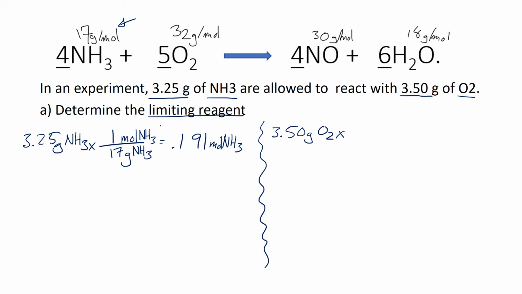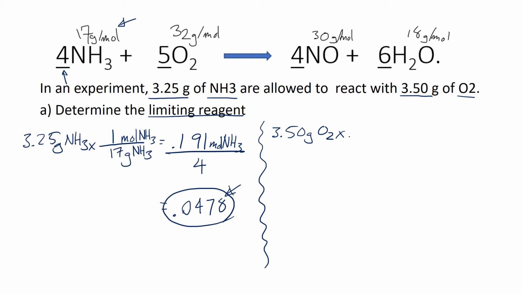I'm not done yet. I need to divide by the coefficient, and the coefficient here is 4. So I'm going to divide by 4, and that gives me 0.0478. This is the number that I'm going to be comparing the two with to figure out which one's the limiting reagent. I'm not going to use this number anymore. I saw a lot of you using this number later on in your math, and it's a little confusing for you. So don't even touch it. We're just using it to figure out which one is the limiting reagent, okay?